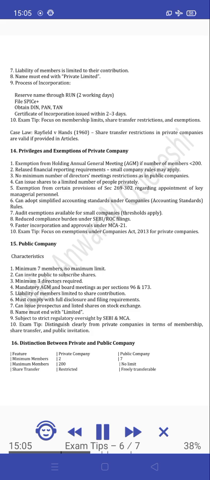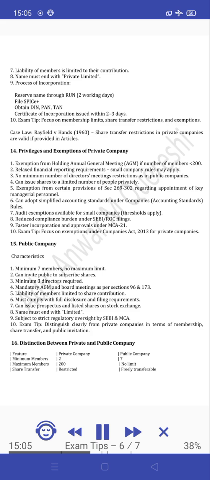6. Must comply with full disclosure and filing requirements. 7. Can issue prospectus and list shares on stock exchange. 8. Name must end with Limited. 9. Subject to strict regulatory oversight by SEBI and MCA. 10. Exam tip. Distinguish clearly from private companies in terms of membership, share transfer, and public invitation.